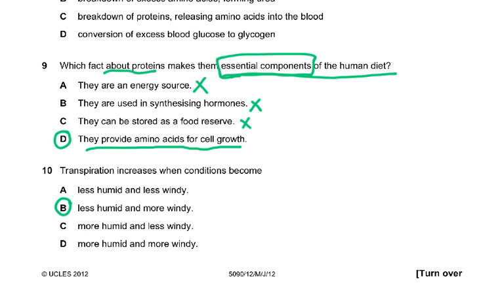So that was, they provide amino acids for cell growth. Cells grow and then divide by mitosis. So cell growth, it said, and that was important.